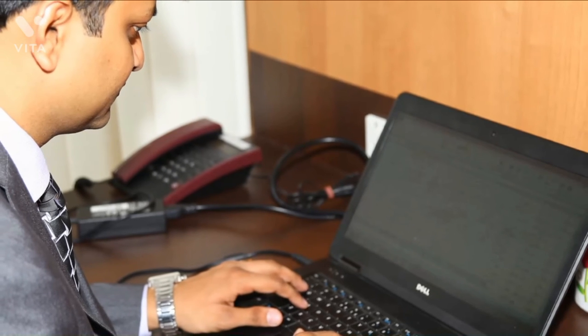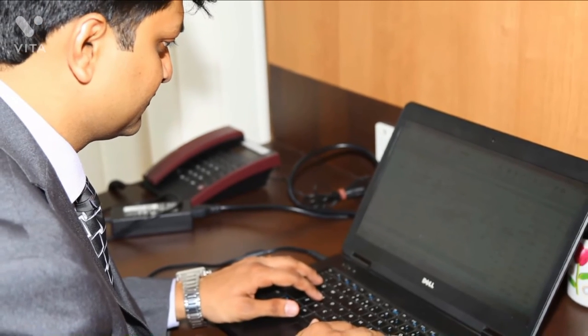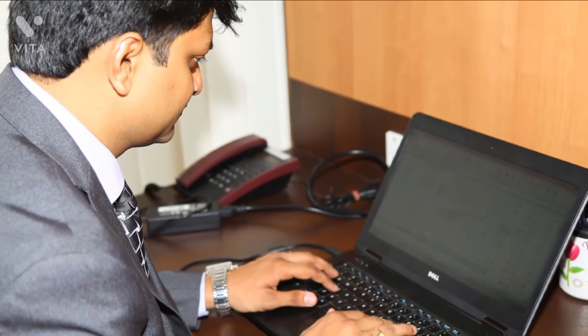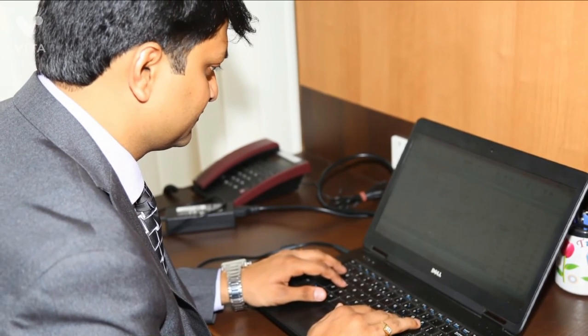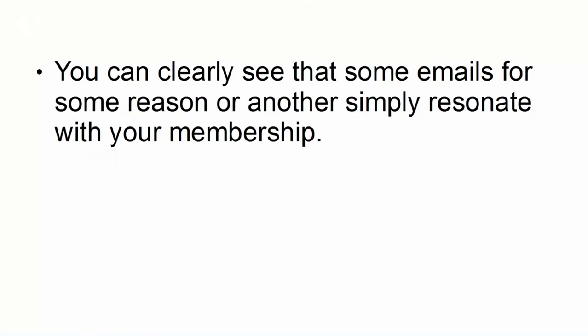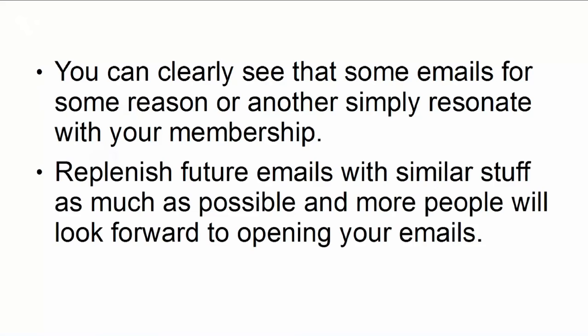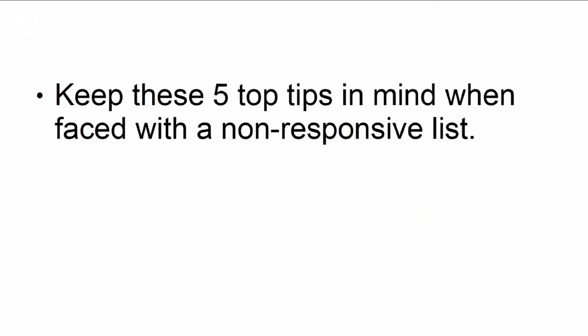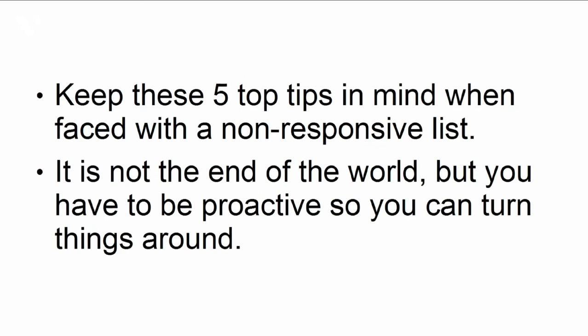By just looking at the track record of your list and paying attention to the overall open rates, as well as click-through rates, a certain pattern should emerge. You can clearly see that some emails, for some reason or another, simply resonate with your membership. Replenish future emails with similar stuff as much as possible, and more people will look forward to opening your emails. Keep these 5 top tips in mind when faced with a non-responsive list. It's not the end of the world, but you have to be proactive so you can turn things around.